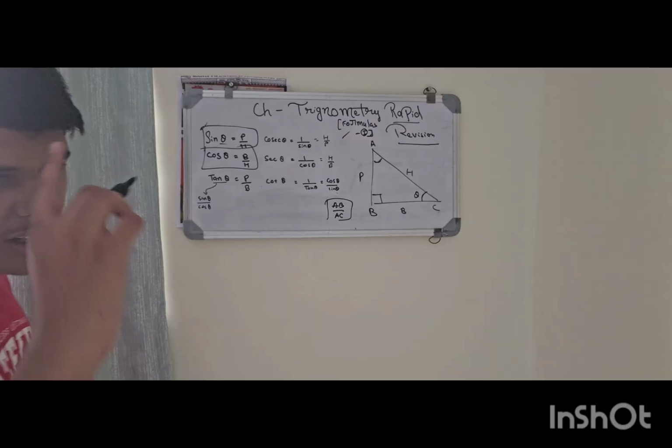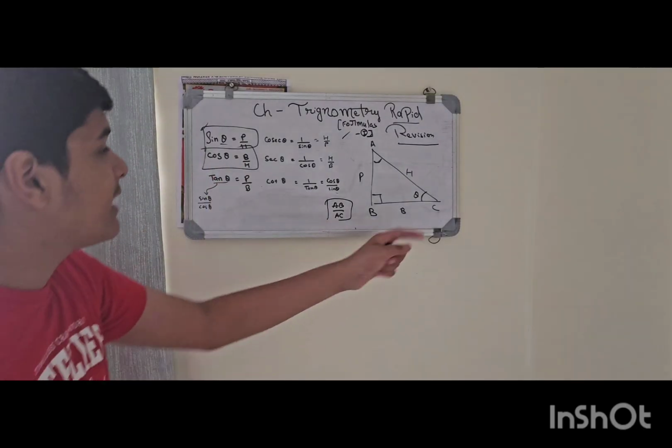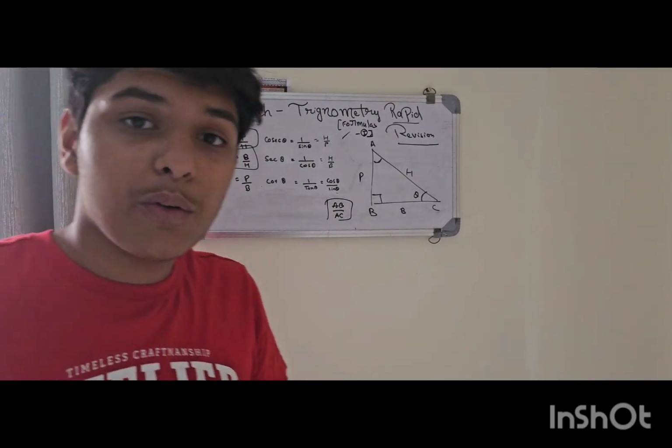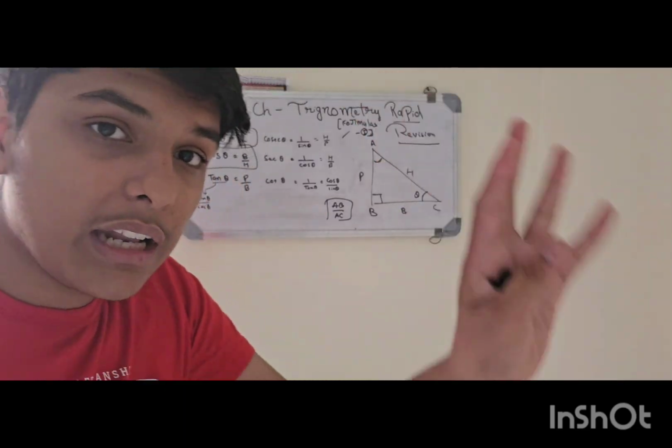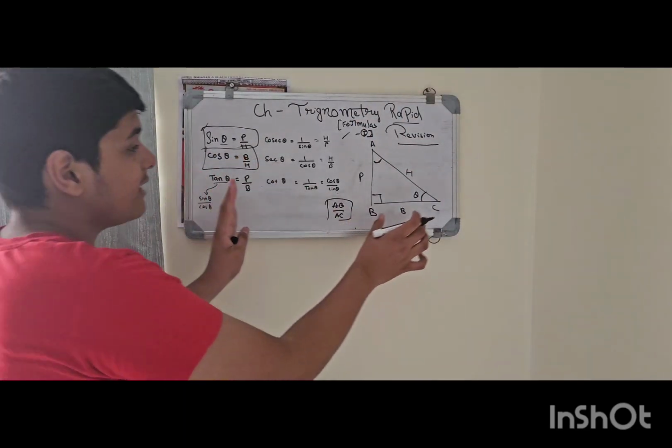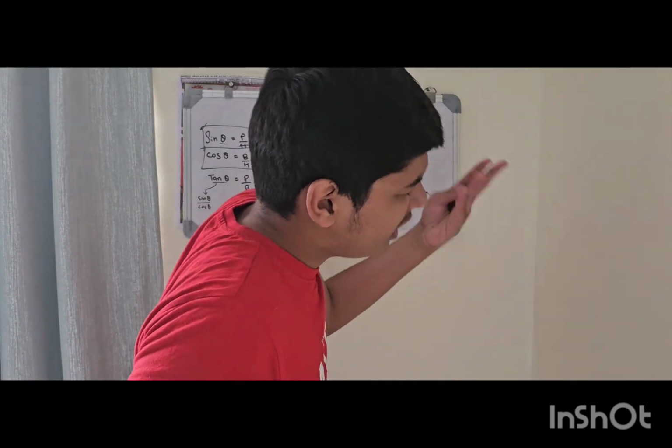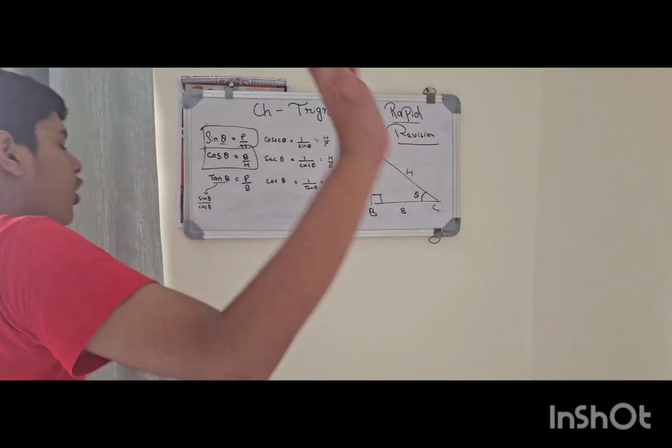Now if you talk about cos theta, I will tell you the tricks. A very easy trick to remember all these formulas. In the next video we are going to learn the values for 0, 30, 45, 60 and 90 degrees. We are all going to talk about it in the next video.